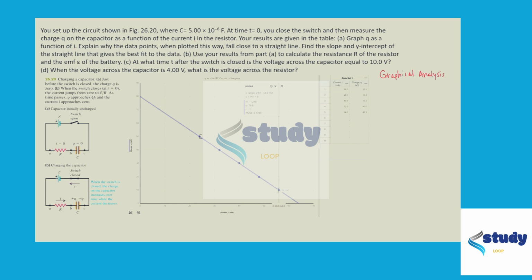It gives me the slope and the intercept right here, but they are very small and hard to read. So my slope is going to be negative 1.248 microcoulombs for every milliampere, and my y-intercept is 79.9 microcoulombs. All right, so now we're going to answer the question.